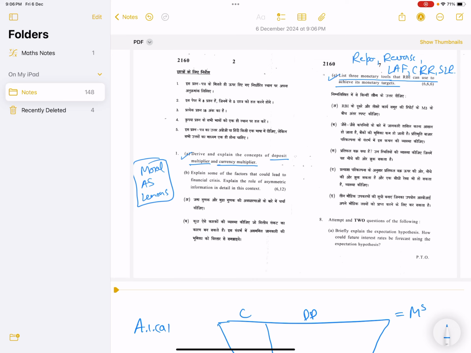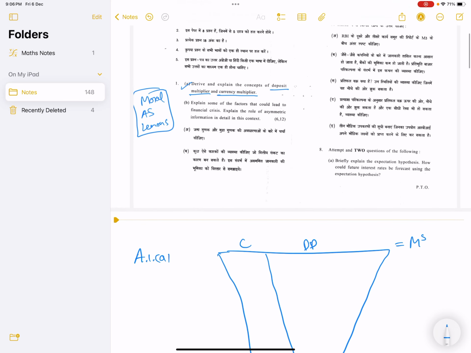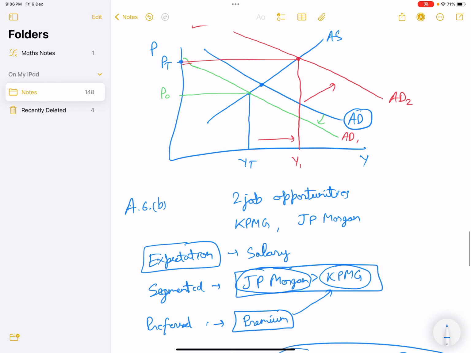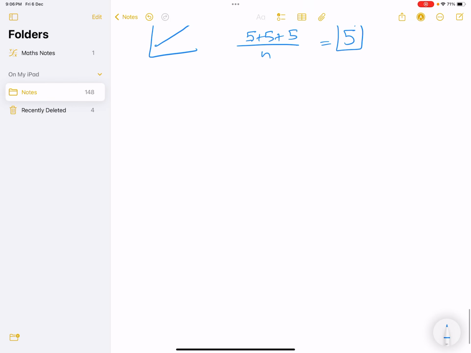Okay, now moving to question 8, A part, explain the expectation hypothesis. So we have observed that they are asking a lot of questions on the expectation hypothesis. How could future interest rates be forecast using the expectation hypothesis? Now suppose we have a 1 year bond, answer 8A.